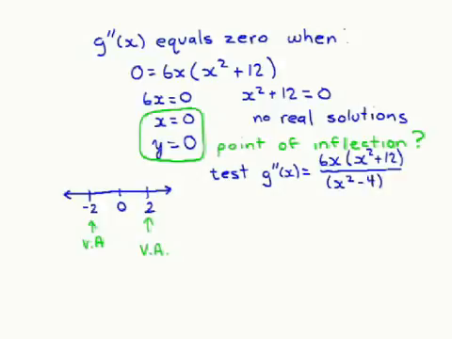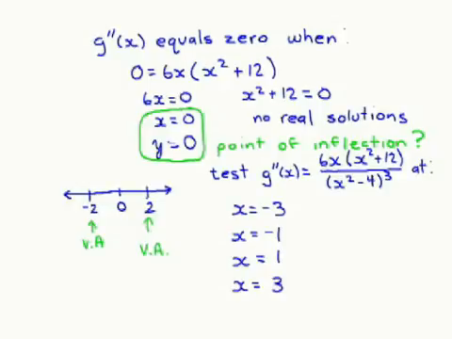So now we're going to test g double prime x at x equals negative 3, x equals negative 1, x equals 1, and x equals 3. These are x values found in my 4 different intervals found on that number line that I just drew on the left-hand side. So when x is equal to negative 3, I find that g double prime of x is equal to negative 378 divided by 125. So I place a negative there in that region of my number line.